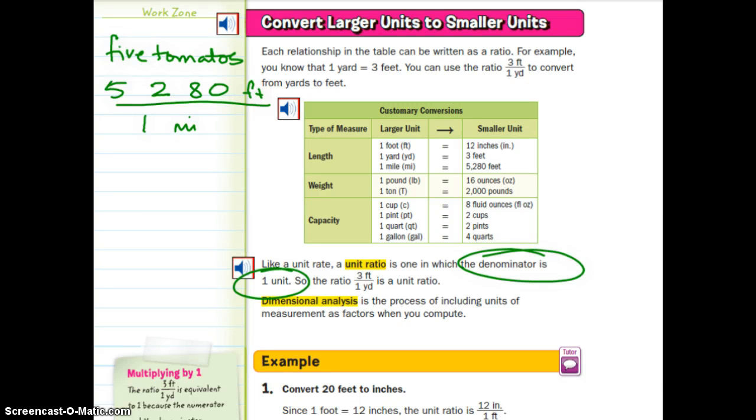So unit rate, again, is where the denominator is 1. So in the case of feet in yards, 3 feet is 1 yard. I can still flip it and convey the same thing by saying yards on top, feet on bottom. 1 yard is to 3 feet, as long as I'm consistent with my labels. Labels are so important when you're doing these conversions. All right, let's look at the first example.